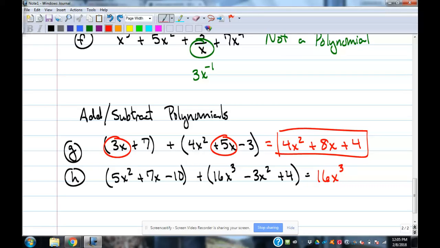Then the next highest degree is what? 2. Okay. I got a 5x squared. And then I got a plus negative 3x squared. Are they like terms? So what do they get together? Positive 2x squared. Okay. Well, I get x cubed, then there's x squared. The next one would logically be?